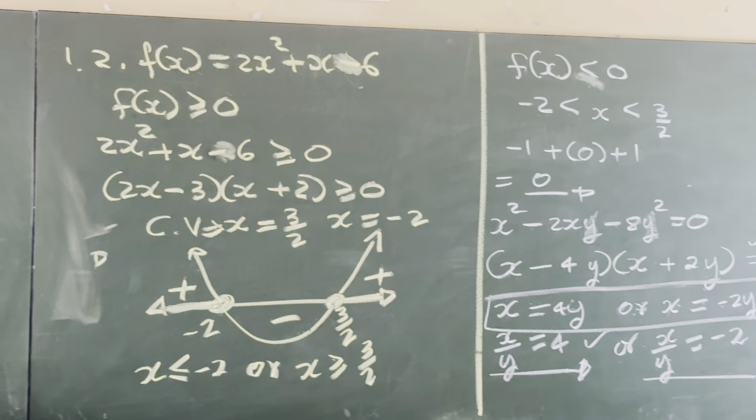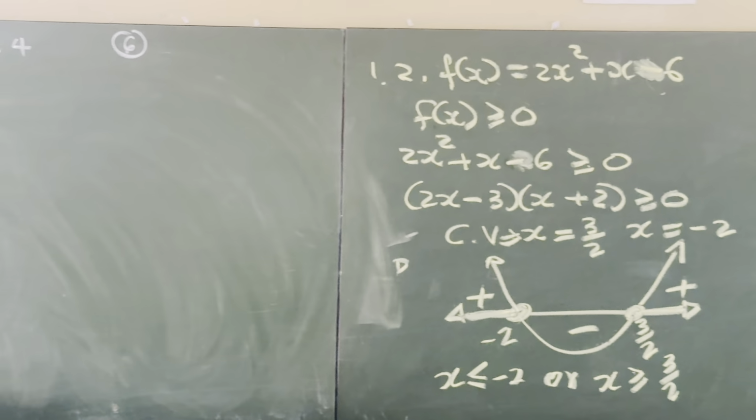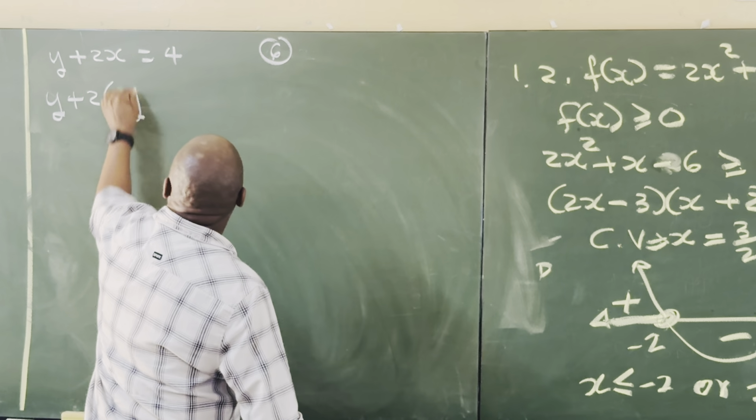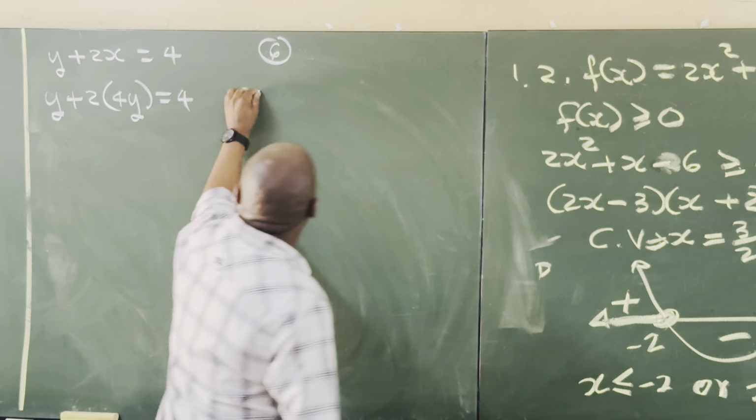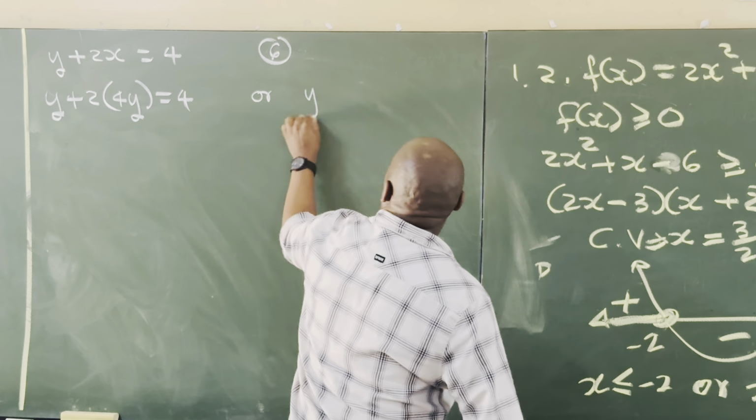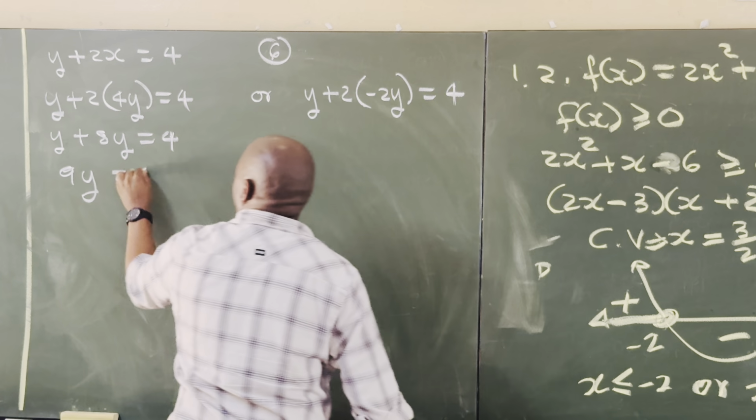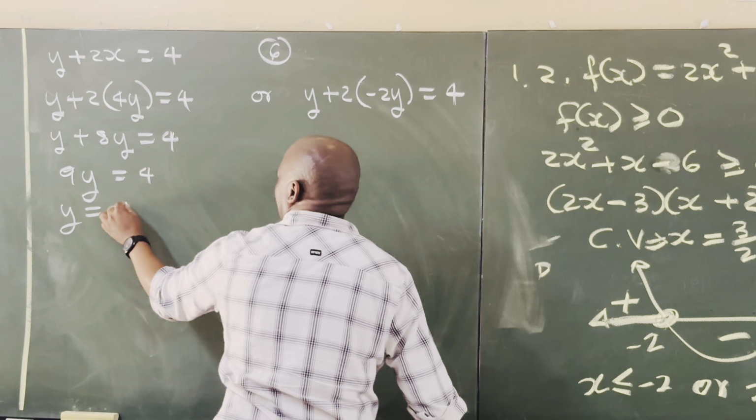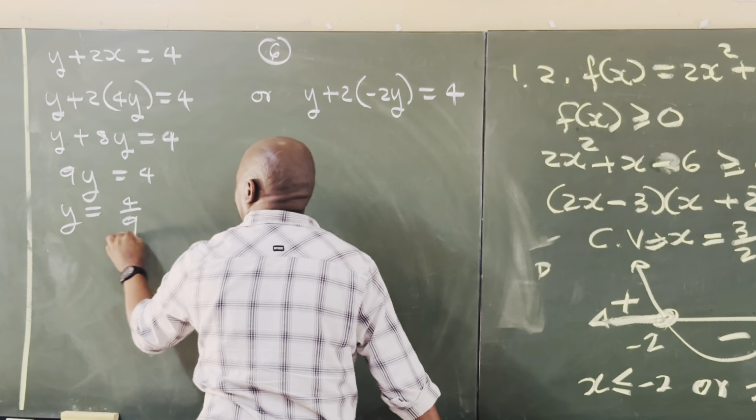So we're going to have y plus 2 into, instead of x, for the first solution, we are going to put 4y is equals to 4. Or y plus 2, instead of x, we are going to put negative 2y is equals to 4. And then we solve. So this is y plus 8y equals to 4. Then this is 9y equals to 4. Therefore, y is equals to 4 over 9. This is our first y value.